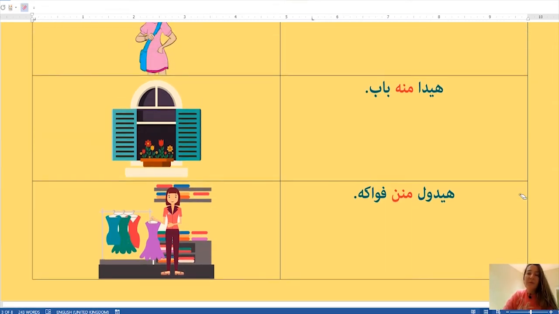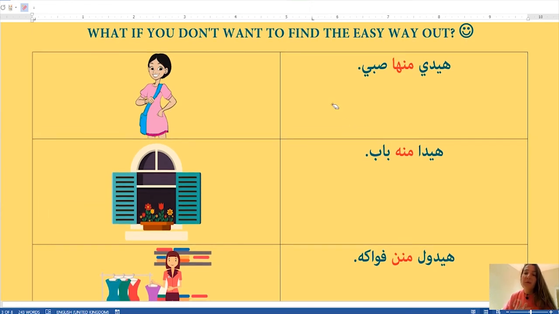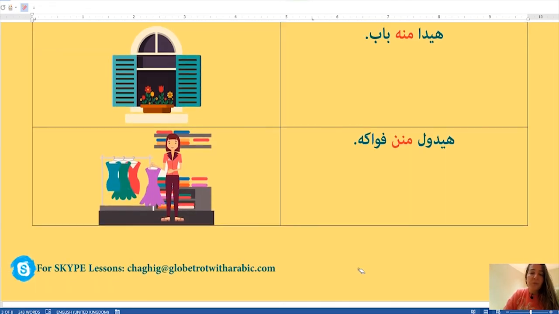So, to quickly repeat this, هيدي منا صبي, this is not a boy. هيدا منو باب, this is not a door. And هيدول منن فواكه, these are not fruits.